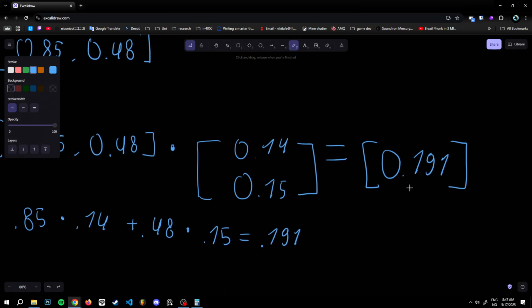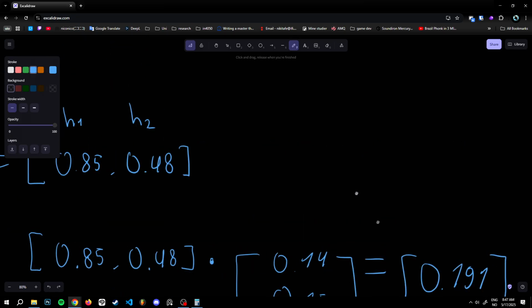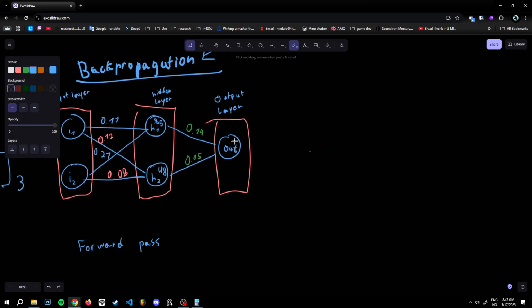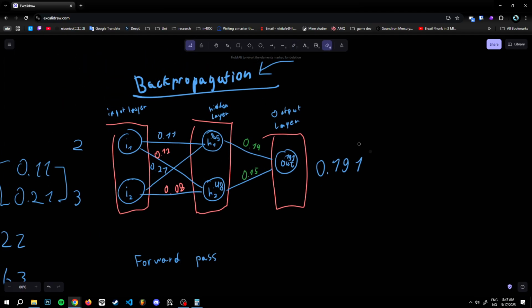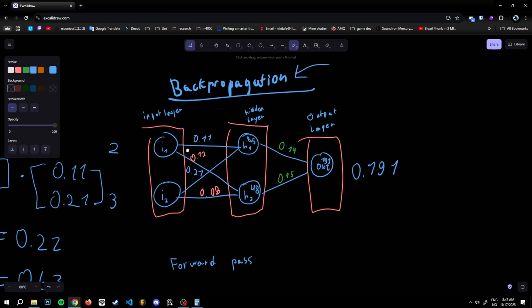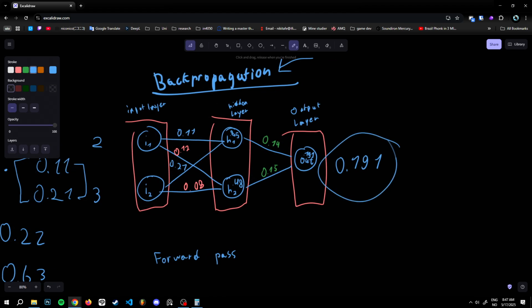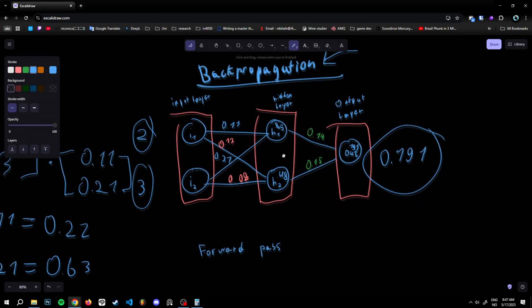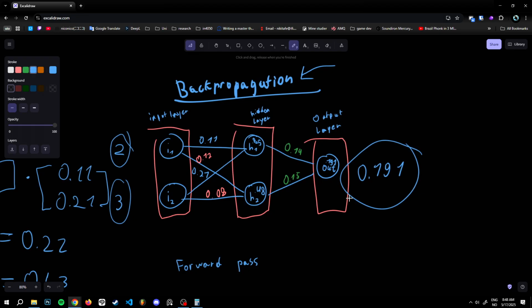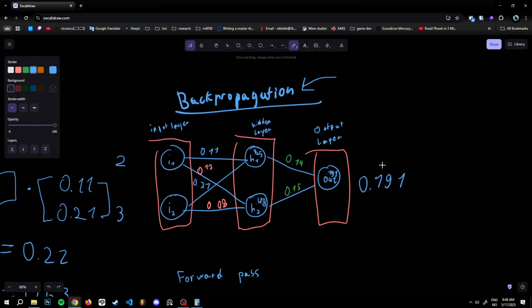So you can see our result here is going to be 0.191, and that is actually going to be our output. So remember, guys, when I was talking about power and predicting the next power, and it predicted something like 255, well, this is our prediction. We got our inputs 2 and 3, and given these weights that we all went through, we predicted that the number is going to be 0.191, right?